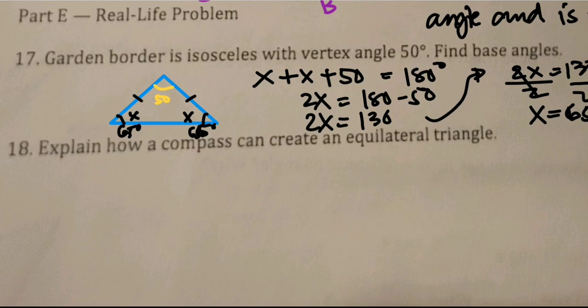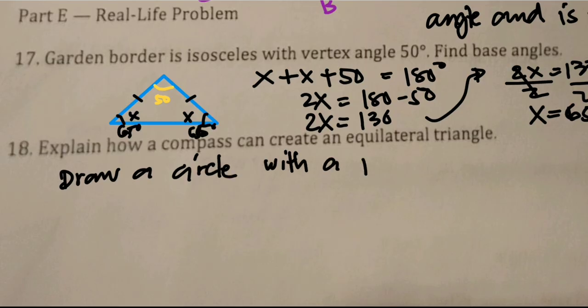Explain how a compass can create an equilateral triangle. So maybe you can just draw a circle first. You can say draw a circle with a fixed radius. And then an equilateral.